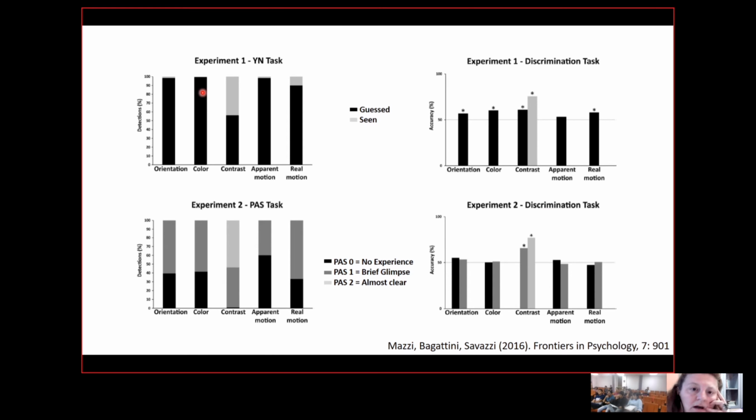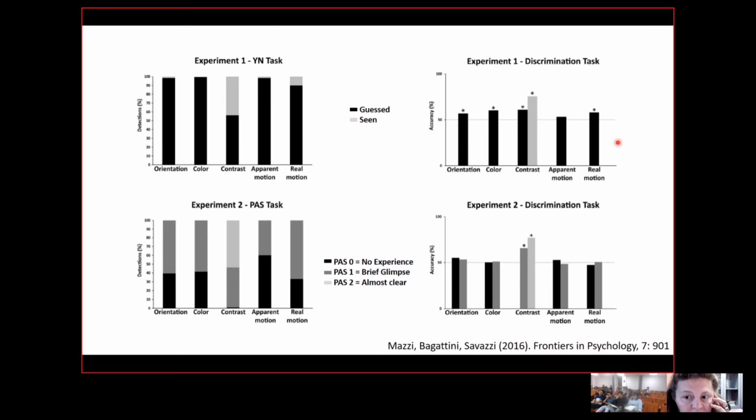And basically, here you have the percentage of detections when the participants guessed. So they say, I didn't see anything, or I saw something. And what you see is that in most of the cases, with the only exception of this, mostly 100%, 90%, the patient said, no, I didn't see anything.